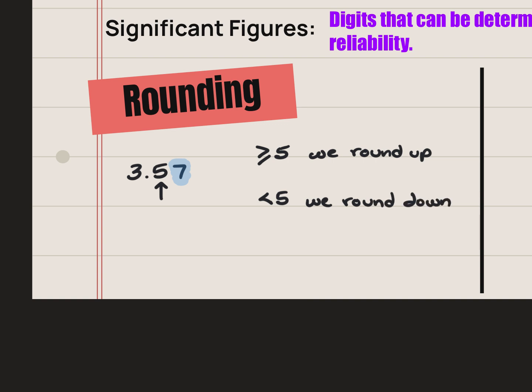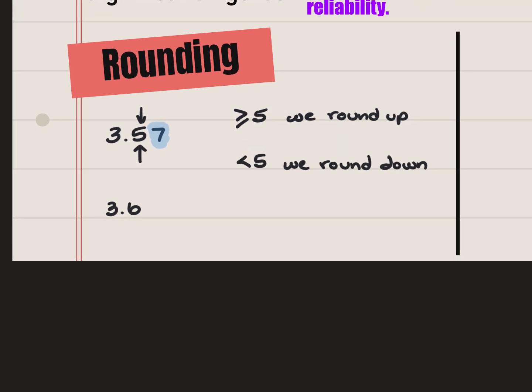So in this case, if we wanted to round to the tenths space, we would round to 3.6. We would round up. If, however, we had 3.54, and I wanted to round to the tenths space, I would look at my number to the right, just as you're used to from past math classes. I would round down. I don't change the 5. I keep it the same. I would just leave it as 3.5.